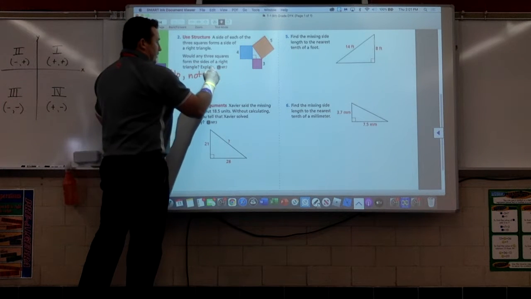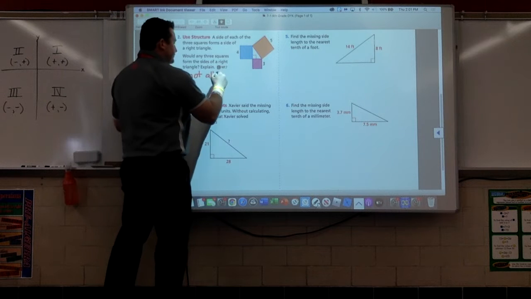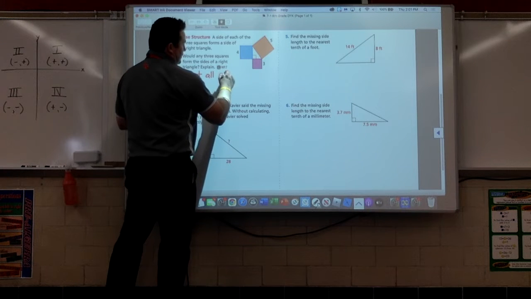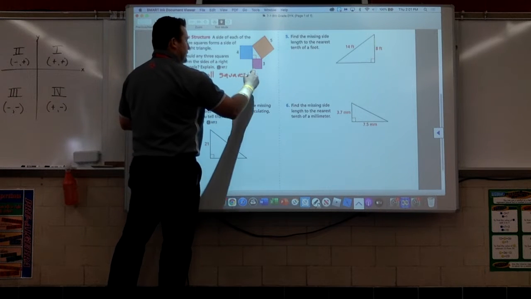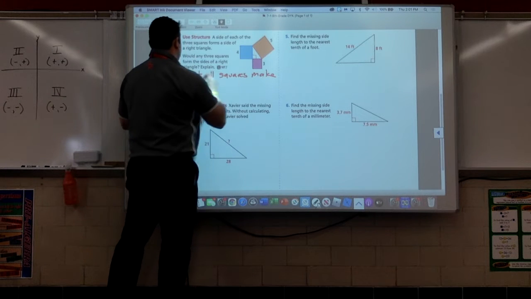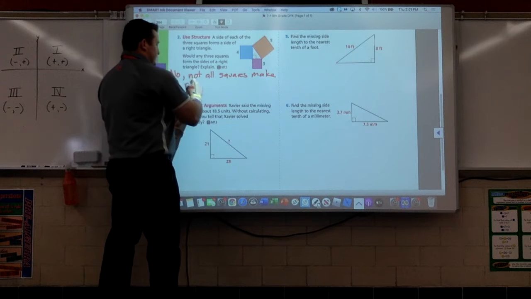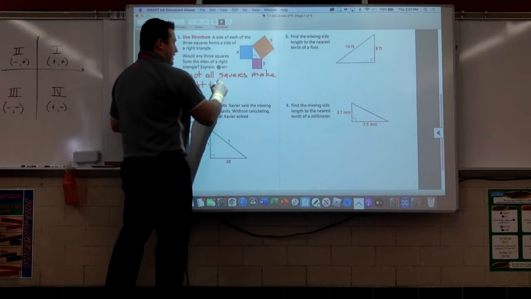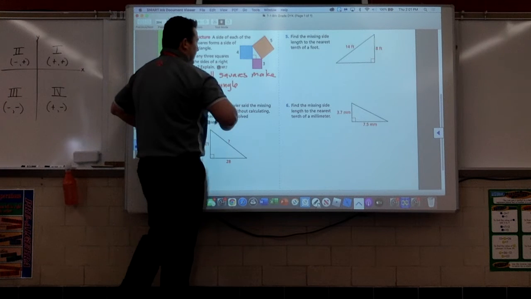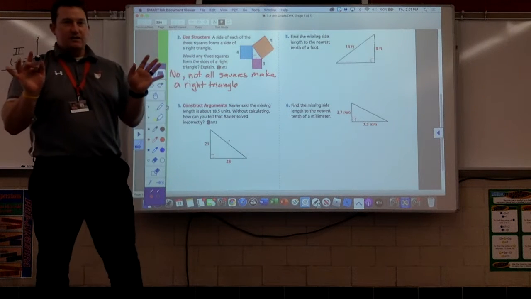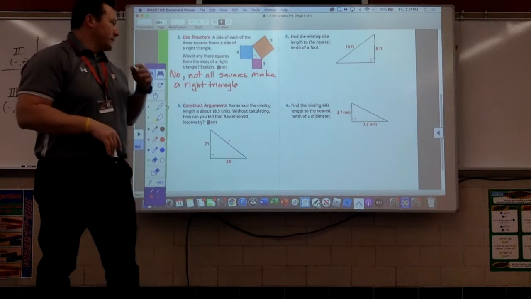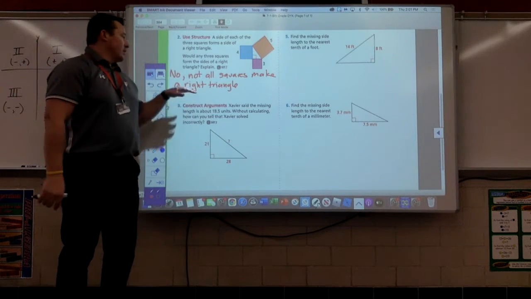Not all squares make a right triangle. They would make a triangle, right? Again, most, let's be clear about that. Most side lengths would make a triangle, but not all of them, right?